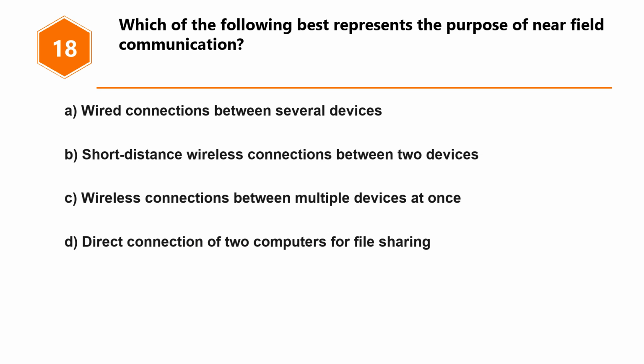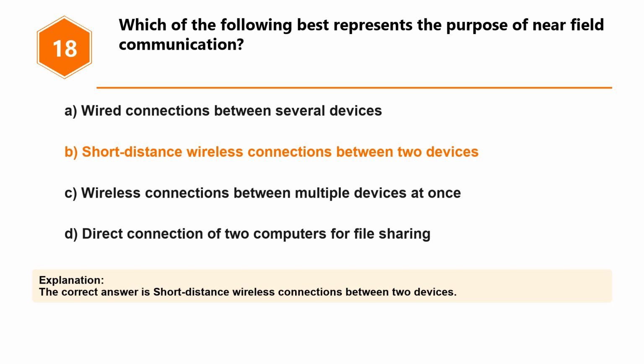Question 18. Which of the following best represents the purpose of near-field communication? Option A, wired connections between several devices. Option B, short-distance wireless connections between two devices. Option C, wireless connections between multiple devices at once. Option D, direct connection of two computers for file sharing. The correct answer is option B, short-distance wireless connections between two devices.